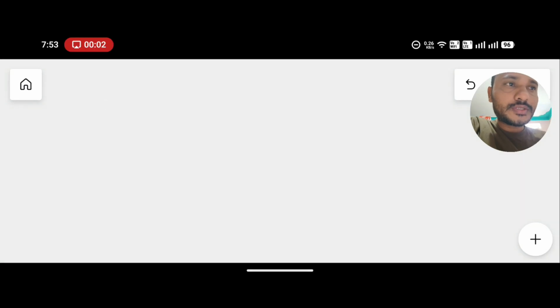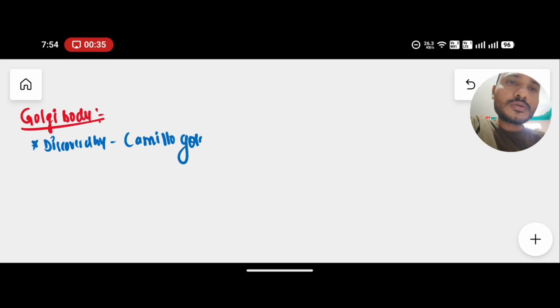Good morning everyone. So today, the Golgi body is one of the important cell organelles in the cell. The Golgi body was discovered by Camillo Golgi in 1898. The size of this Golgi body is approximately 0.5 micrometer to 1.0 micrometer.